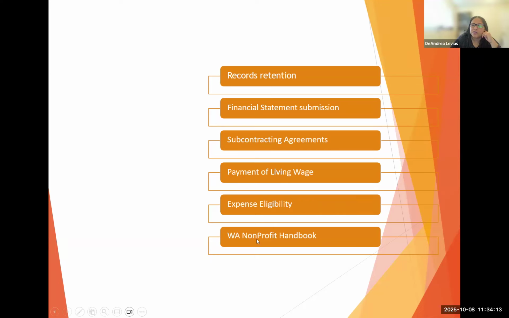And then we're going to mention the Washington Nonprofit Handbook is a great resource for all of the things that we have talked about. When I share resources, I'm going to share the latest one of those, but it has a lot of great information in it around fiscal responsibilities for nonprofits in the state of Washington.